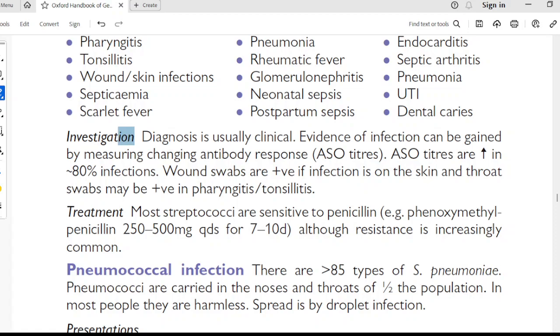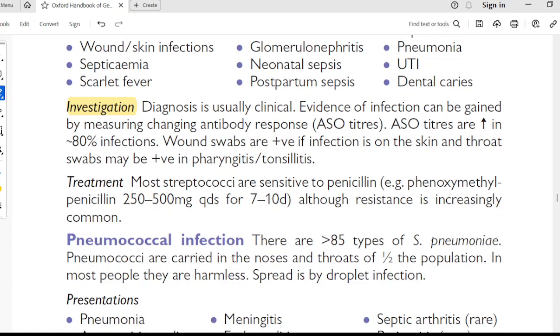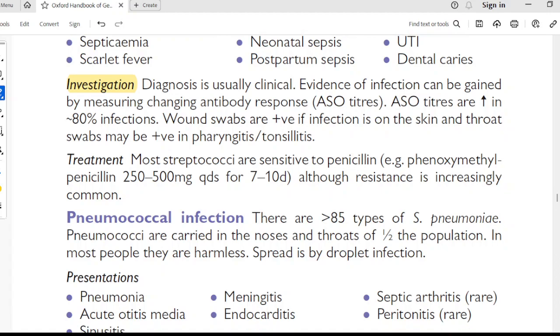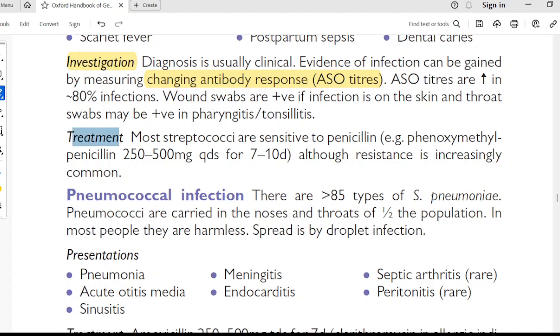Investigations for streptococcal infection. Diagnosis is usually clinical. Evidence of infection can be gained by measuring changing antibody response (ASO) titers. ASO titers are increased in 80% of infections. Wound swabs are positive if infection is on the skin, and throat swabs may be positive if pharyngitis or tonsillitis. So diagnosis is by changing antibody response to ASO. ASO titers are increased.